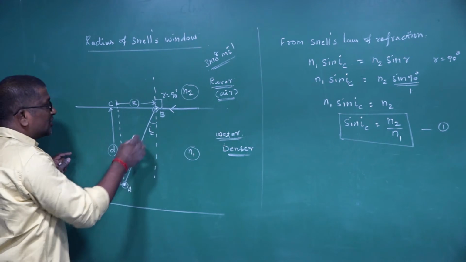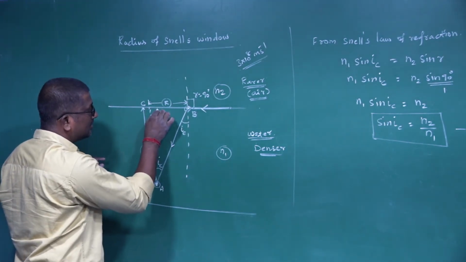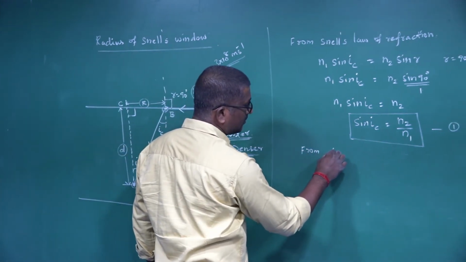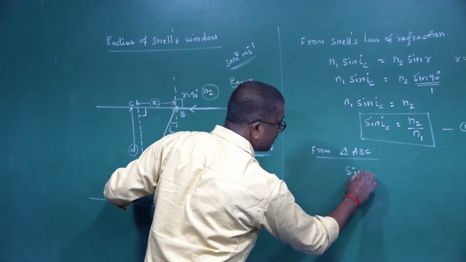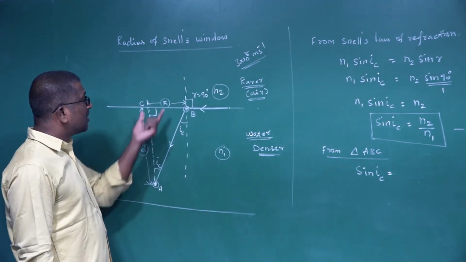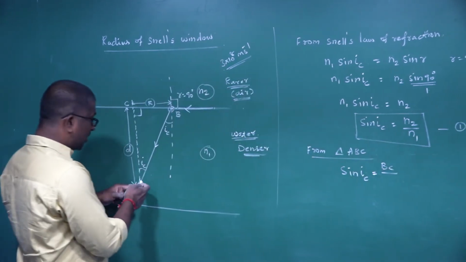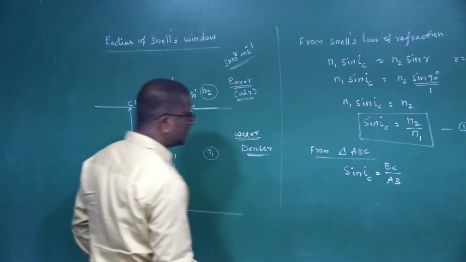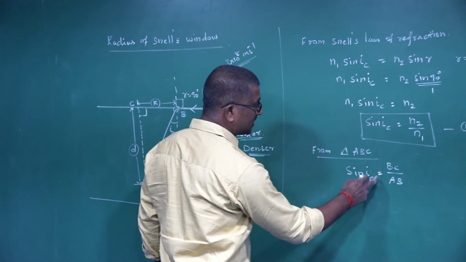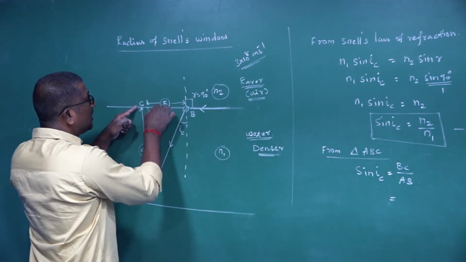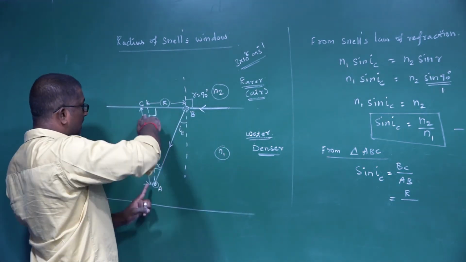In this diagram, just consider this right angle triangle, that is A, B, C. From the right angle triangle ABC, I suffix C is the critical angle, right? Sine IC is equal to, we know that sine is nothing but opposite side by hypotenuse. Opposite side BC, hypotenuse AB. So sine I suffix C is equal to BC divided by AB. Here BC is equal to the radius of Snell's window, that is R, divided by the AB value. Here the opposite side is R, the adjacent side is D.